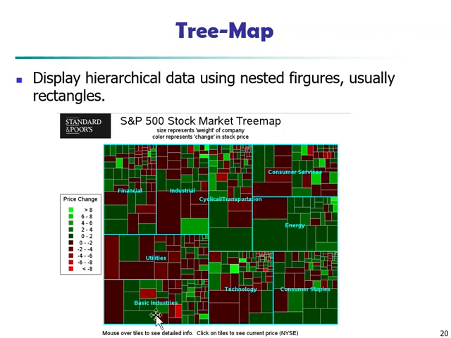You can see this map is also interactive, following Schneiderman's mantra: with the mouse over the tiles, you can see the details. And click on the tiles, you can see the current price, maybe other related information about different companies. So this is the tree map.